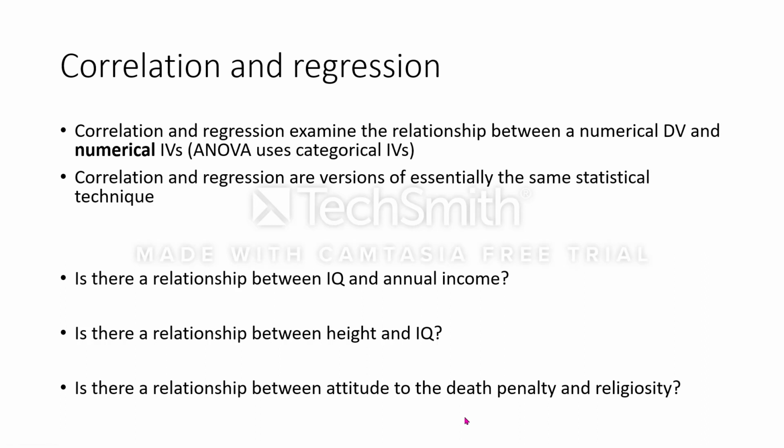And correlation and regression are used to answer questions like these. Is there a relationship between IQ and annual income? Is there a relationship between height and IQ? And is there a relationship between somebody's attitude towards the death penalty and how religious they are? So these types of questions can be tackled using correlation and regression.